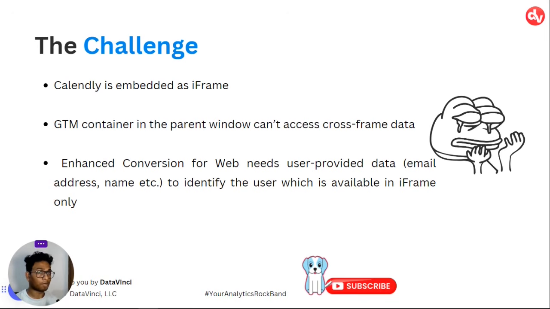So the first checkpoint is Calendly is embedded as an iframe, and along with that our GTM container is loaded in the parent window. So the GTM container cannot access data or the event that is happening in the iframe. And for enhanced conversion for web, we need user-provided data such as email or address, which is only available in the iframe. So you might be tempted to say just use cross-frame tracking, but we will see why it is not as simple.